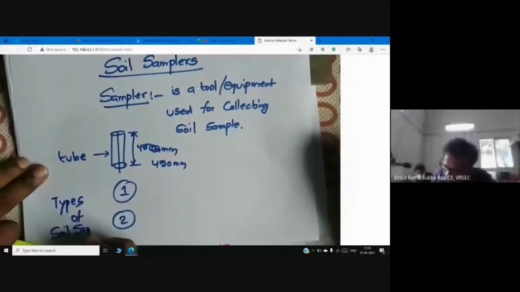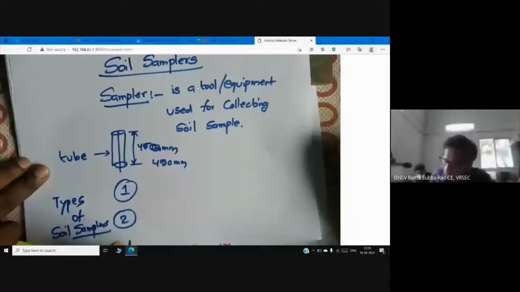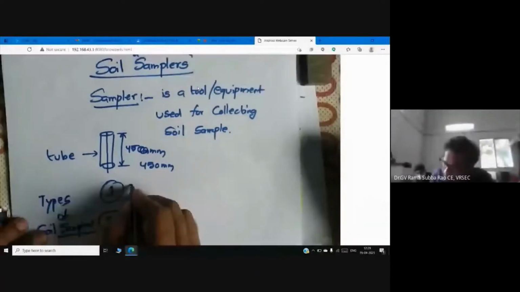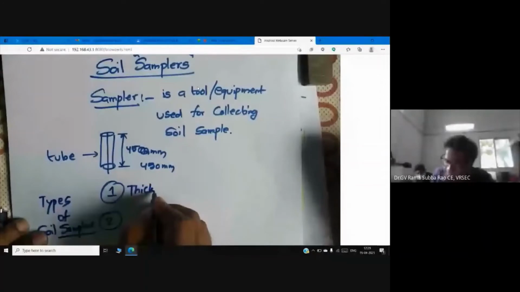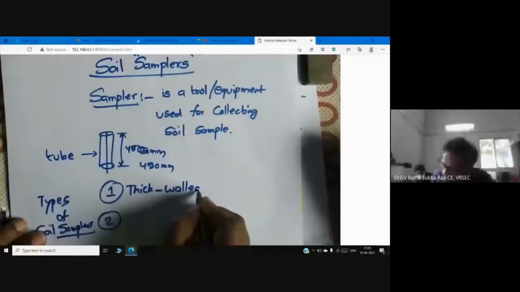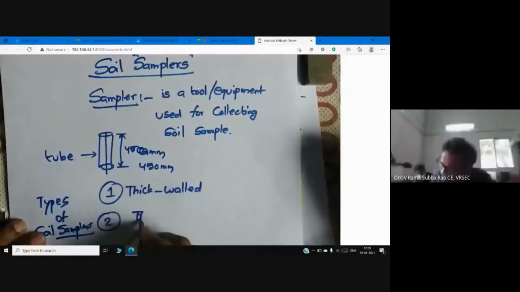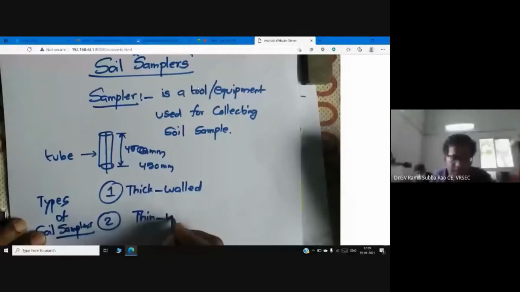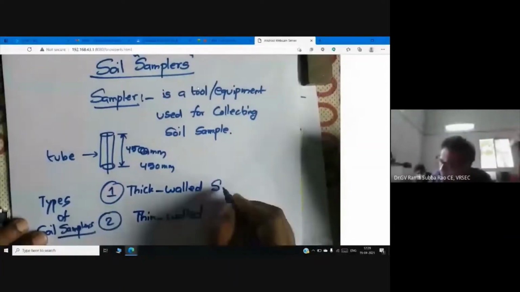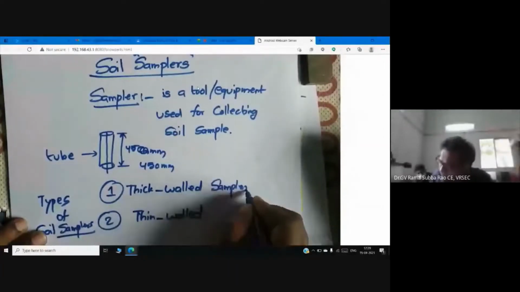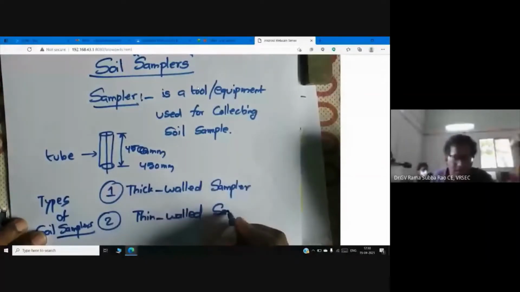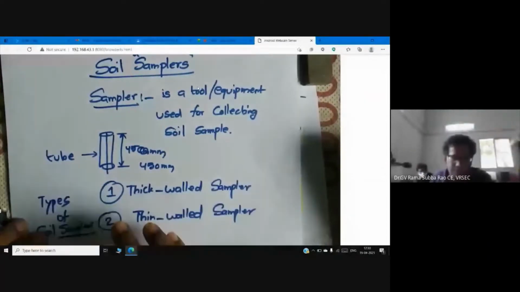So undoubtedly there are two types. One is thick wall. The second one is thin wall. These are quite popular words. Thick walled sampler, thin walled sampler. Okay, the difference is thickness of wall.